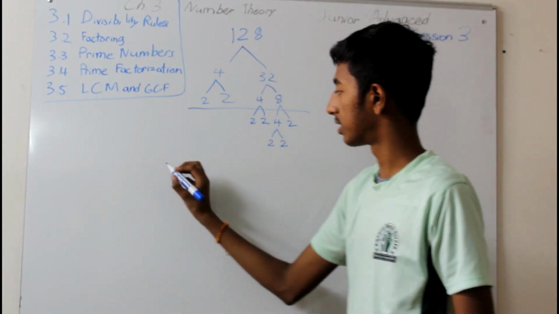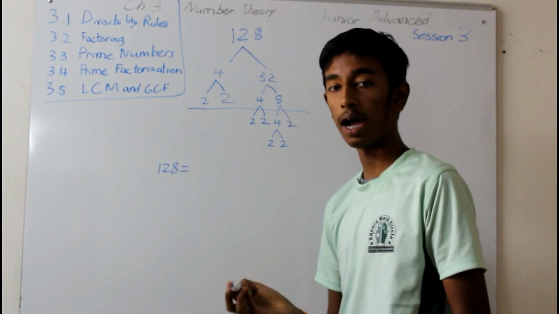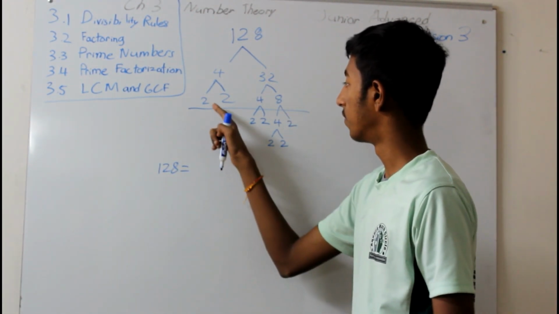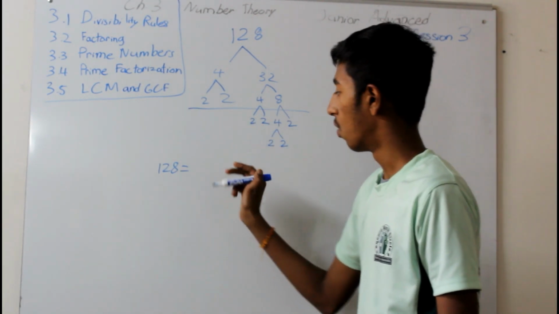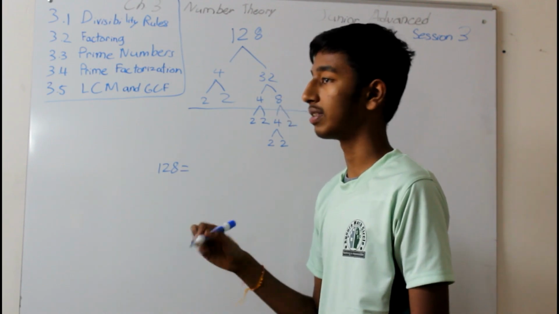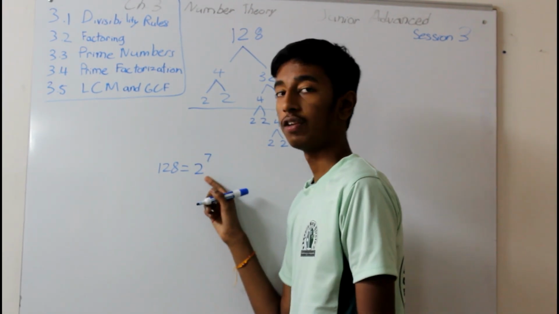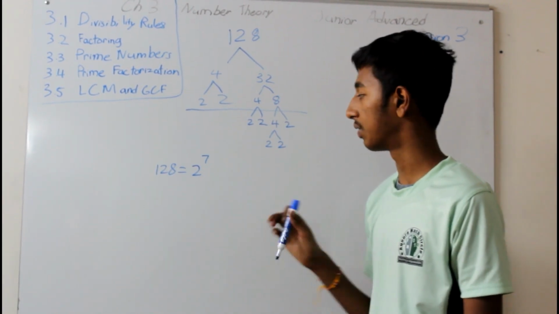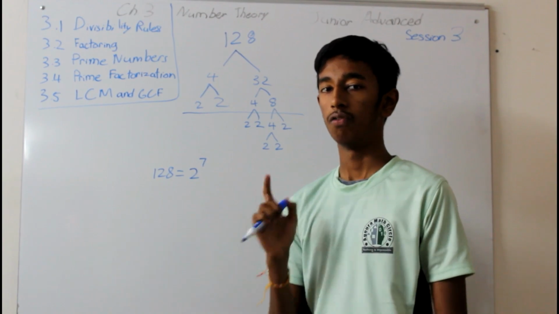Now what we can do with this is represent 128 as a prime factorization of seven 2's, or 2 times itself 7 times, which can be written as 2 to the power 7. If you don't understand exponents, I highly recommend that you check the lecture notes for that and the exponents video for this lesson.